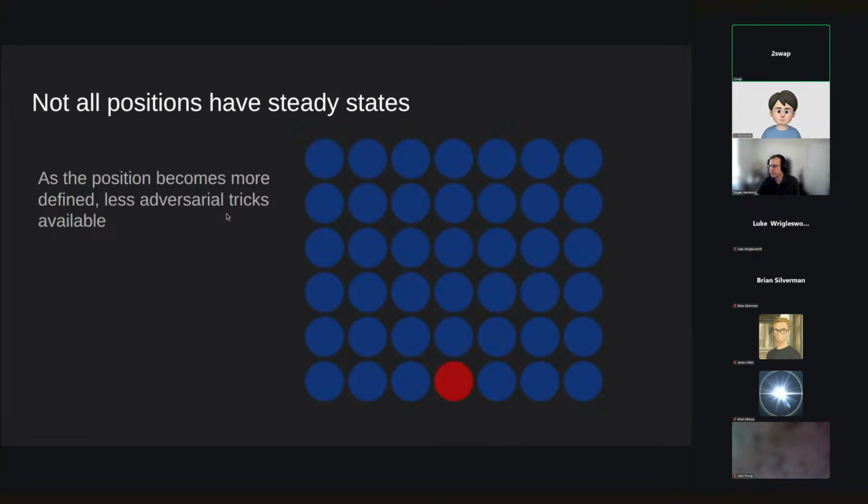As yellow starts to insert more information into the board, there are fewer adversarial tricks available. There are fewer weird complexities that can come up as the position becomes more and more local, and there's a higher chance that you get these super regular substructures in this weak solution graph.